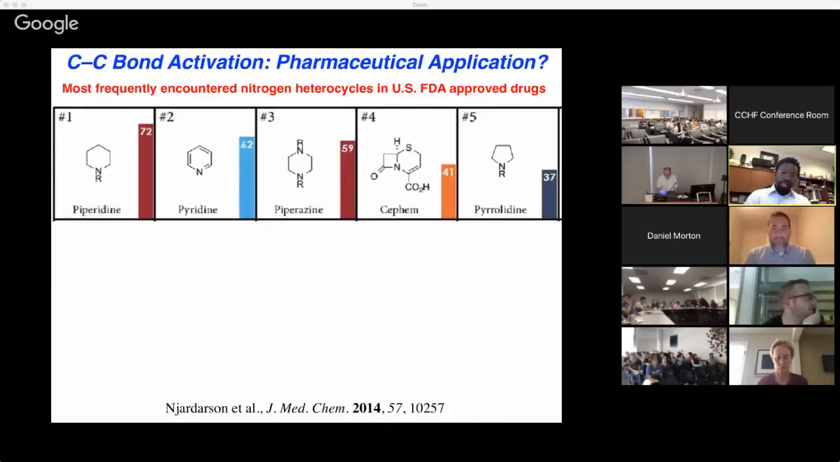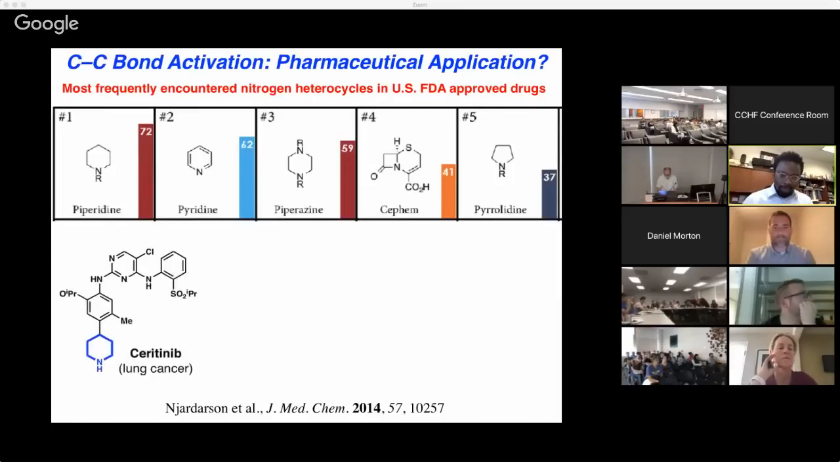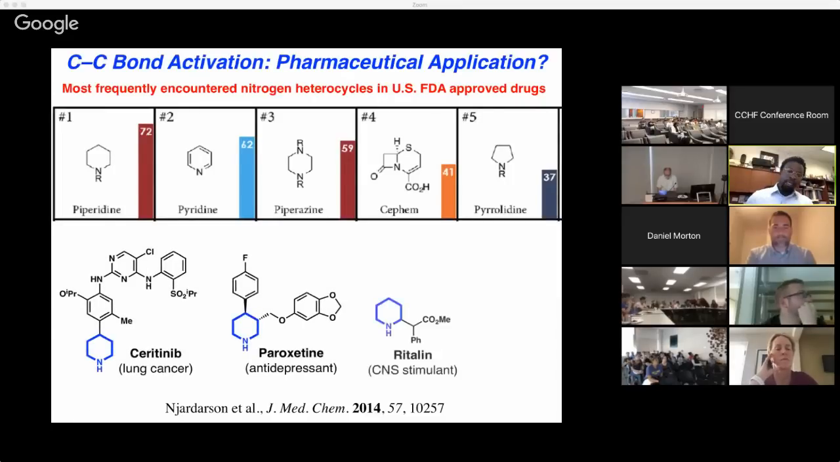And of course, if one takes a look at the existing table of the most prevalent heterocycles in pharmaceuticals, the piperidine emerges, and again, this is borrowed from a table from Jon Yardison's laboratory. And this is for good reason, because if one looks at a number of the pharmaceutically relevant molecules out in the market, you quickly come to appreciate that the ability to have a piperidine ring, which is then substituted with various substituents, can lead to a range of activity.